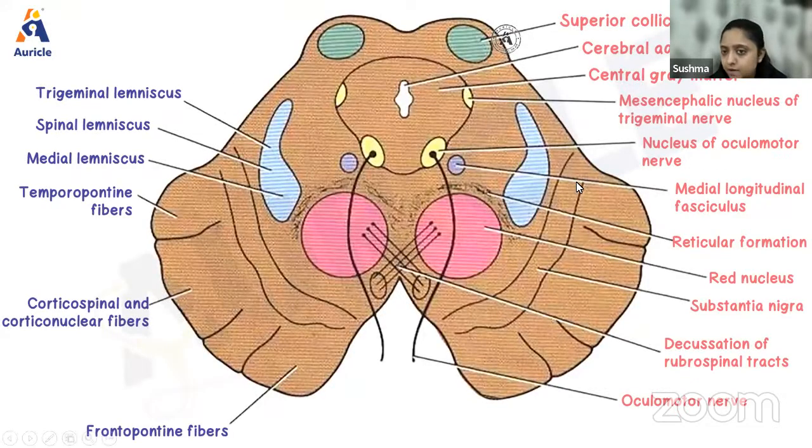Here is another diagram for you guys. Superior colliculus, cerebral aqueduct, oculomotor nucleus, red nucleus. These are the structures you will have to concentrate on here. One after the other you will have to write and name them, and you can of course expand on it in your examination if you're confident.